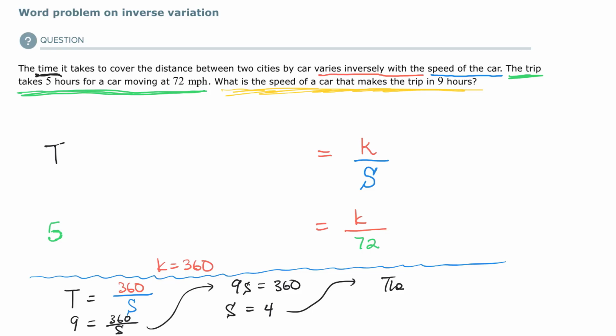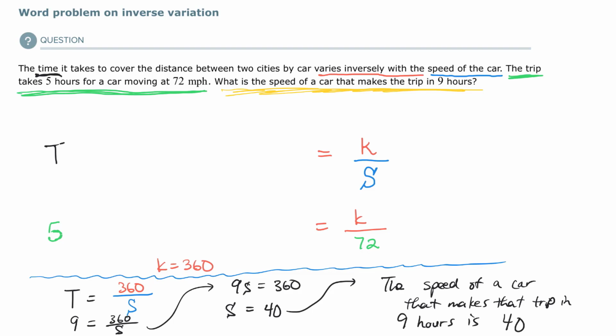The speed of a car that makes that trip in 9 hours. God, that should be a 40. Is 40 miles per hour.